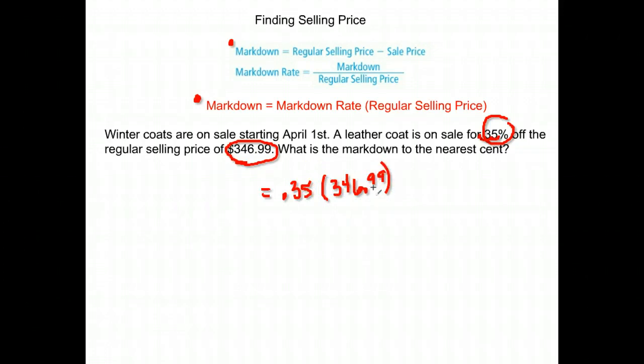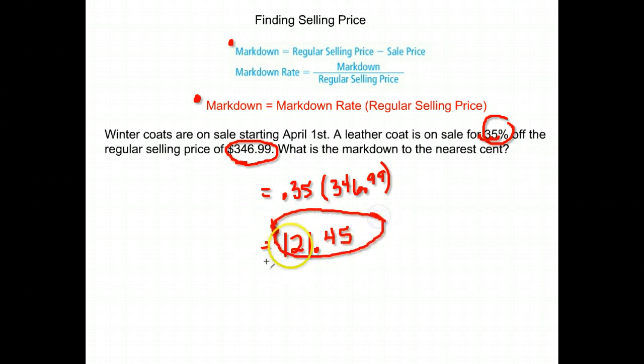So we take 0.35 times $346.99. That gives us $121.4465, but we want to round to just 2 decimal places, the nearest cent. $121.45 is the markdown on this jacket.